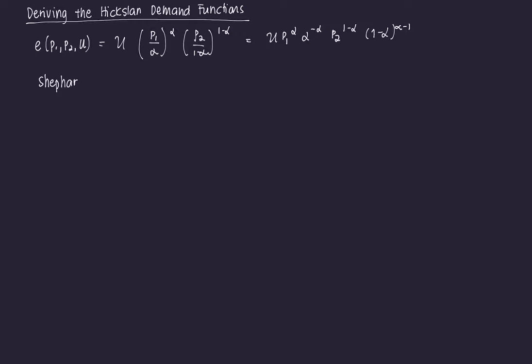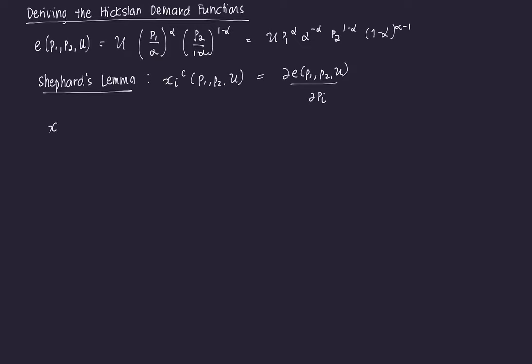Okay, so Shephard's lemma. It's a mathematical theorem, and according to Shephard's lemma, a Hicksian demand function, so XiC, which is some function of prices and utility, a given utility target or a utility level, is going to be equal to the first order partial derivative of the expenditure function with respect to a good's own price. So say we were trying to derive the Hicksian for good one, we derive this with respect to P1. For good two, we derive this with respect to P2. So if we apply Shephard's lemma, we should be able to derive Hicksian demand functions, which are functions of prices and utility.